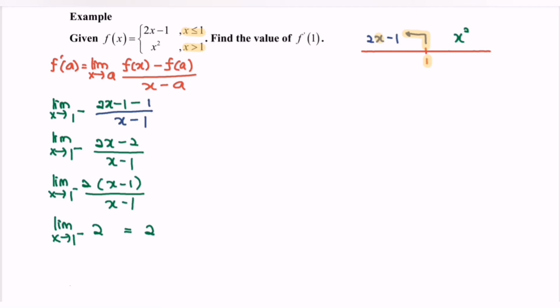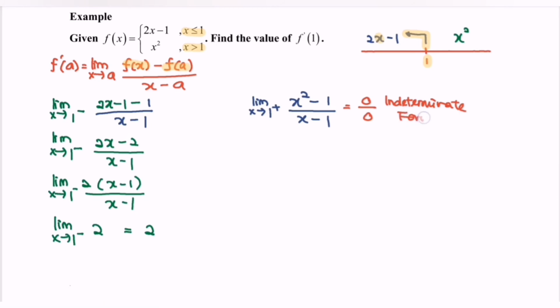Next, we are going to begin the discussion for the right. So the limit when x approaches 1 from the right, the function f(x) would be x squared. For f(1), it will be equal to 1. So the value will be x squared minus 1 over x minus 1. Next, if we substitute the value, we will obtain 0 over 0, which is an indeterminate form.